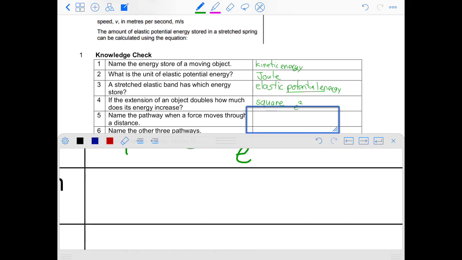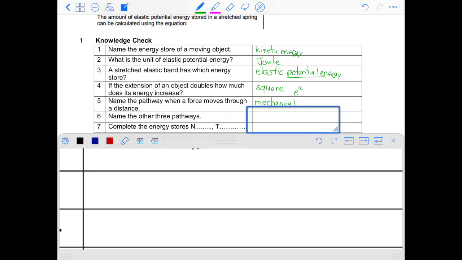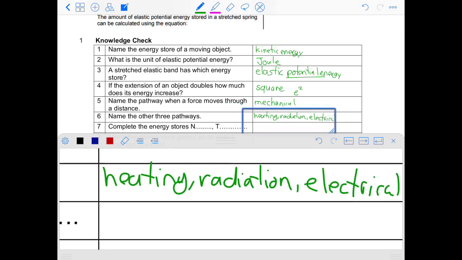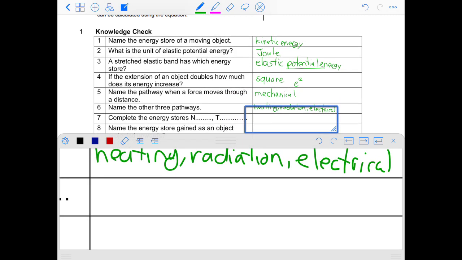The pathway, when force moves through a distance, that is our mechanical pathway. We also have heating, radiation, and electrical as our other pathways. Remember that a pathway is how energy goes from one store to another.